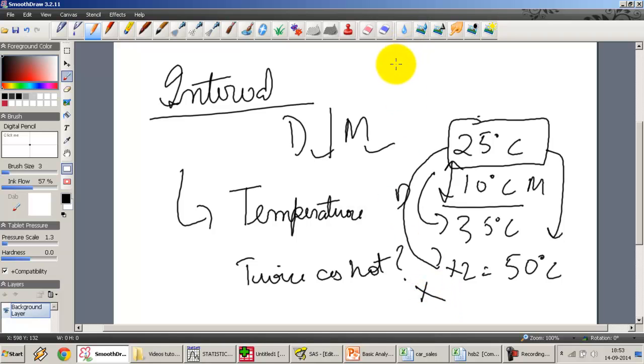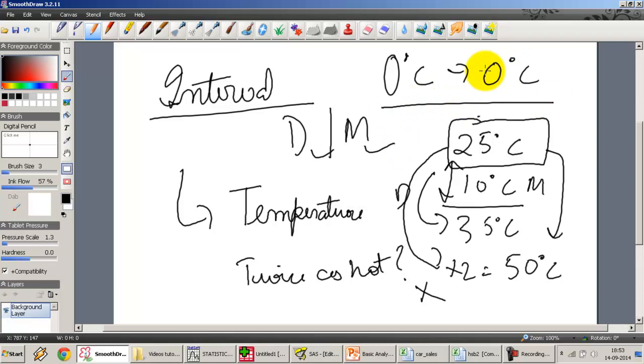For example, if it was freezing right now, which is 0 degrees Celsius, what's twice as hot, 3 times as hot, or 100 times as hot? It would still be 0 degrees Celsius if you're doing a multiplication over here, right? So multiplication and division do not work very well on interval variables.